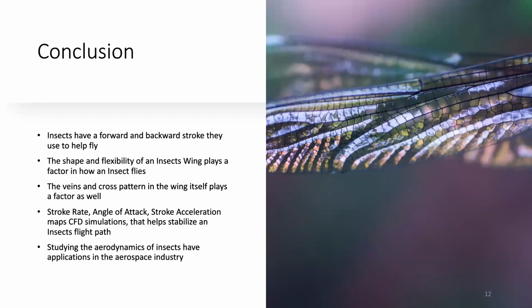Conclusion. Insects, we found out, have a forward and backward stroke they use to help them fly. The shape and flexibility of an insect's wing plays a factor in how an insect flies. The veins and cross pattern of the wing itself play a factor as well. The stroke rate, angle of attack, and stroke acceleration, mapped through CFD simulation, help stabilize an insect's flight path and help us understand how insects actually fly. And because of this, studying the aerodynamics of insects has applications in the aerospace industry.